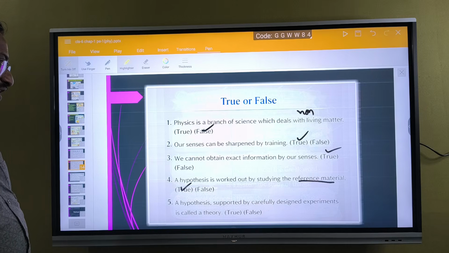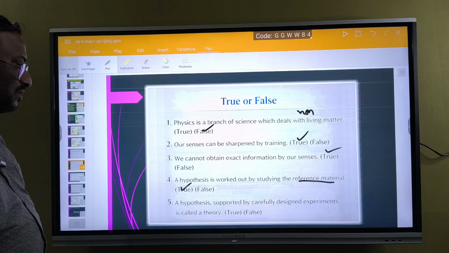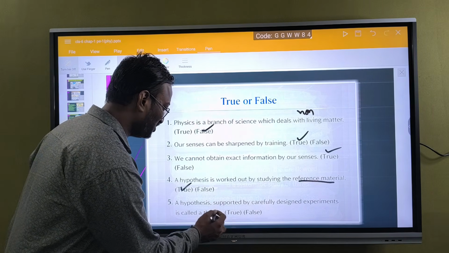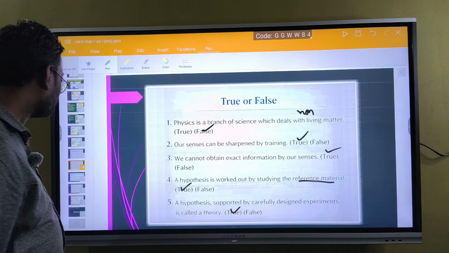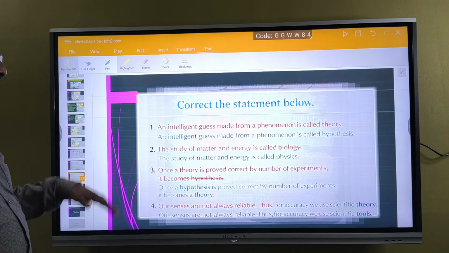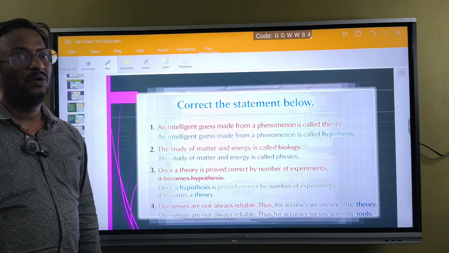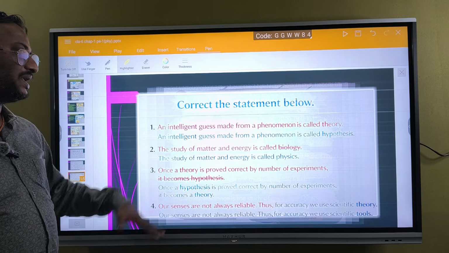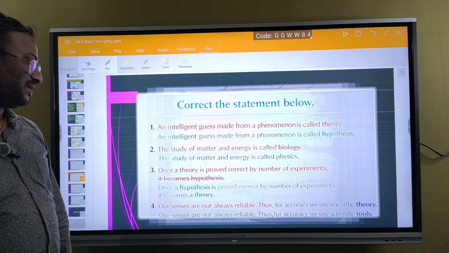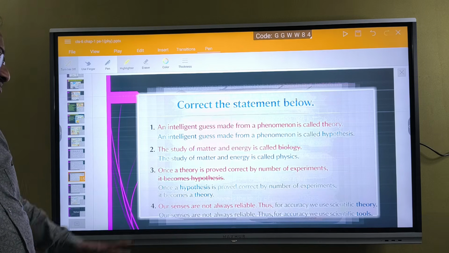A hypothesis supported by carefully designed experiments is called theory. Yes, it is true. Likewise, we can answer these questions. Now, correct the statement below. Here are the answers directly, and we shall try to see this.